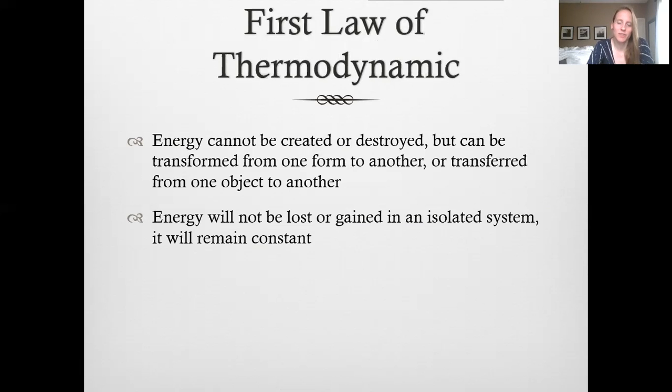So the first law of thermodynamics says energy cannot be created or destroyed, it can just be transformed from one form to another or transferred from one object to another. So we talked about this quite a bit in some of our previous lessons, like with a pendulum, that you have energy being converted from gravitational potential to kinetic, back to gravitational potential, and none of that energy should ever be lost or gained. That pendulum would just keep swinging back and forth and back and forth.